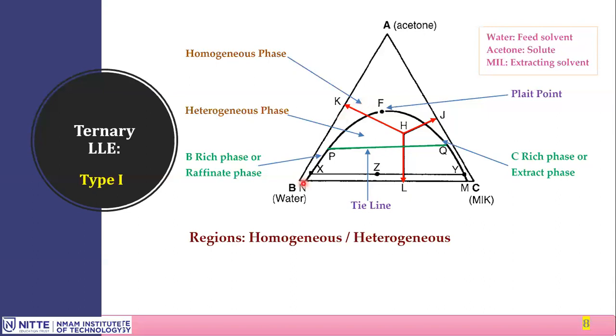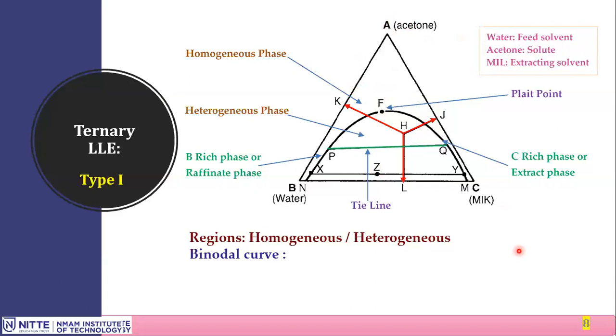What it means is you cannot select a combination outside this particular binodal curve. If you want to do the extraction, your combination should end up within this heterogeneous phase. So you have two regions, heterogeneous region and homogeneous region. You should be able to identify whether it is in the homogeneous region here or heterogeneous within this one. Here the example taken is water as the feed solvent, acetone as the solute, and MIK, that is the extracting solvent, is taken as MIK.